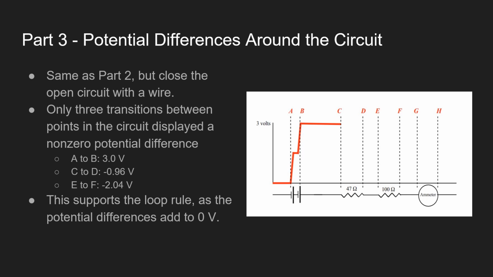Part 3 was potential differences around the circuit, which is the same as Part 2, but closed the open circuit with a wire. Only 3 transitions between points in the circuit displayed a non-zero potential difference, which were A to B, C to D, and E to F, but this supported the loop rule as the potential differences added to 0 volts.